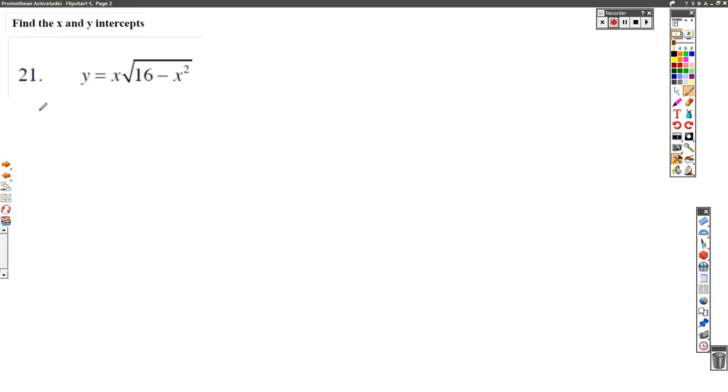Alright, so number 21 on the packet says to find the x and y intercepts. In order to find an x-intercept, you're just going to set y equal to 0. And to find a y-intercept, you're basically going to set x equal to 0.